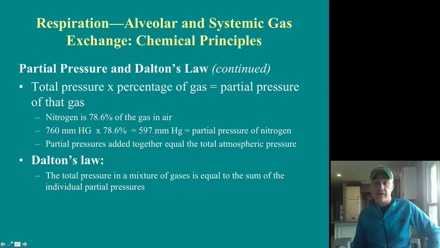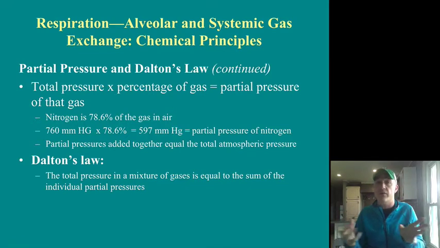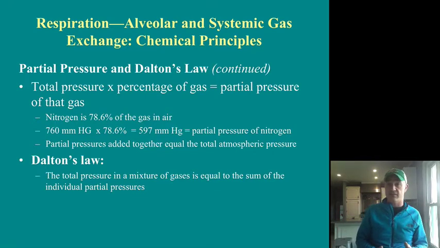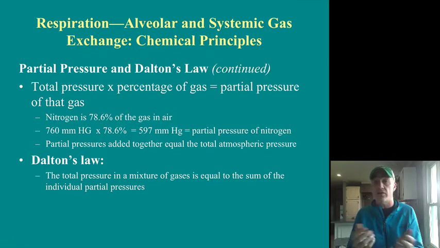597 millimeters of mercury. Again, I'm not going to ask you the specific numbers of the millimeters of mercury, but you need to understand what a partial pressure is and how it's going to influence which way the gases are moving, as we'll see in just a minute. If we add up all the partial pressures of all the separate gases, it will be equal to that atmospheric pressure. That's Dalton's law: overall atmospheric pressure is the combination of all those gases. Each gas has its own partial pressure, and atmospheric pressure is a combination of all those partial pressures.